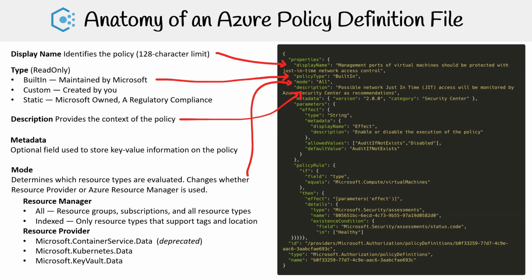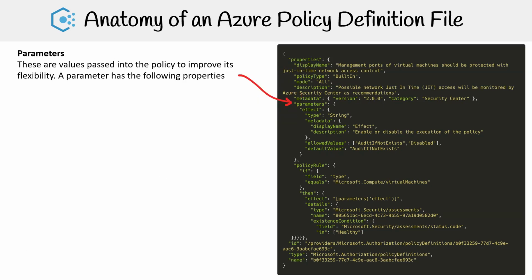Resource Provider modes were used in deprecated services like Microsoft Container Service Data and are now primarily utilized in services like Microsoft Kubernetes Data and Microsoft Key Vault Data. Moving on to parameters. Parameters are values passed into the policy to improve its flexibility. A parameter has the following properties.